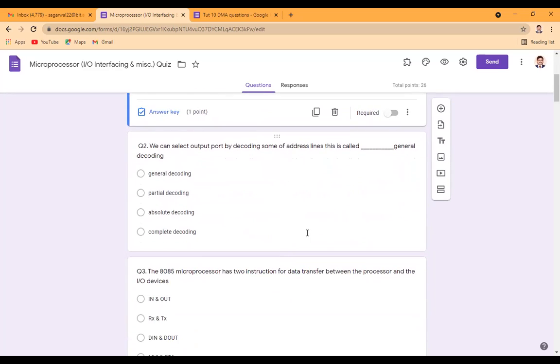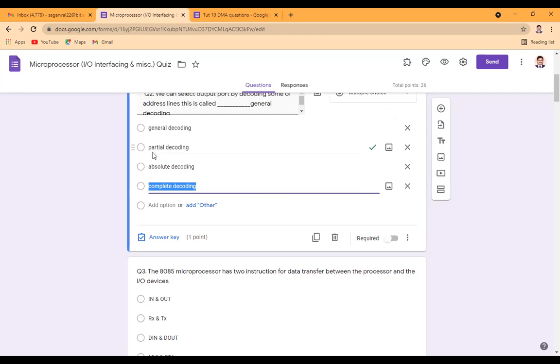The second one is: we can select an output port by decoding some of the address lines. Which kind of decoding is that? When all the address lines are used for the selection of the port, that kind of decoding is known as absolute decoding. But when we use only a few address lines for decoding, for selecting a particular port, that is called partial decoding. So the correct answer is partial decoding.